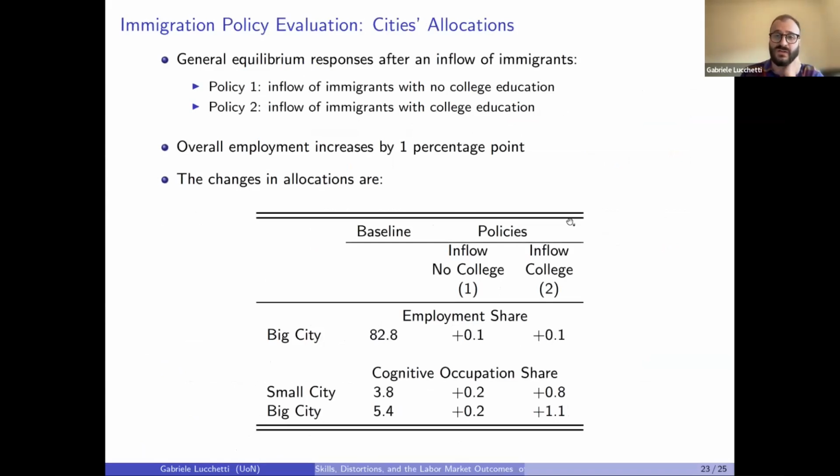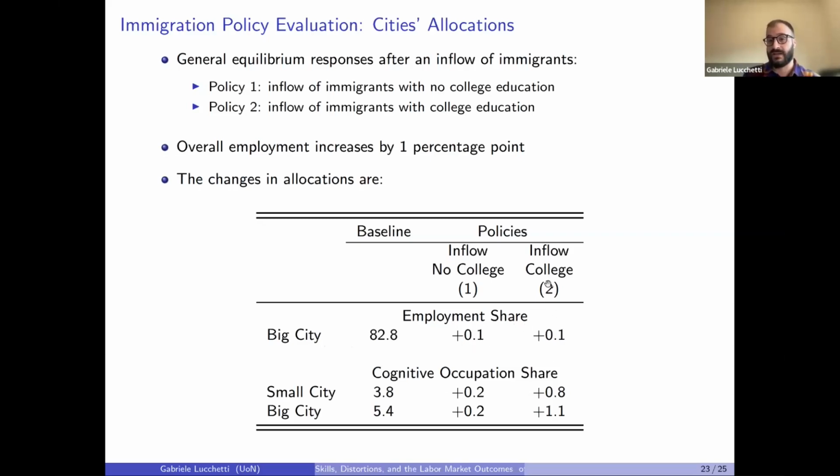About immigration policy evaluation, I allow for general equilibrium responses after an inflow of immigrants. The first policy allows for an inflow of immigrants with no college education. In the second policy, I allow for an inflow of immigrants with college education. To make the policies comparable, the total employment or total population in my economy is going to increase by 1 percentage point. Under the first policy, the employment share of people who live and work in the big city is going to increase by 1 percentage point.